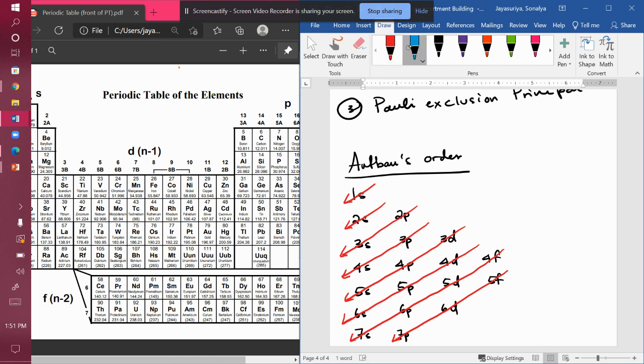Now, here's how you read this. You start here, always. This is your beginning point, okay? Then you start here and read from the back of each arrow to the front. That's how you write it, okay?